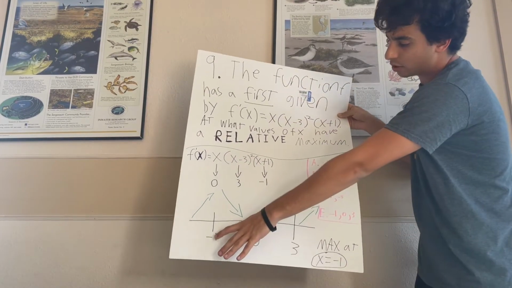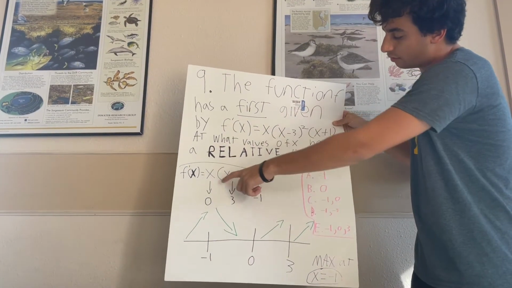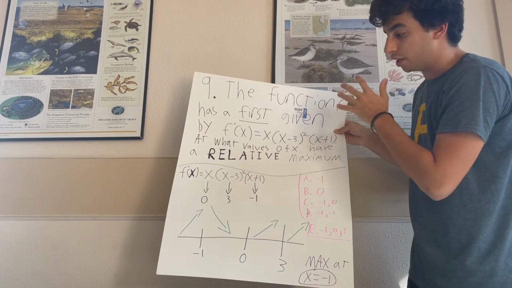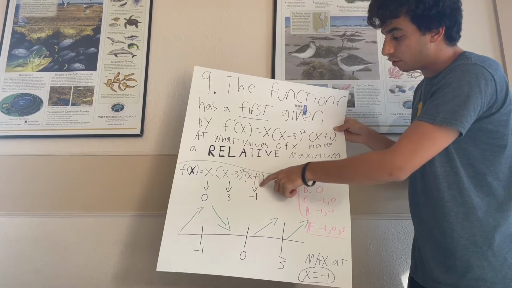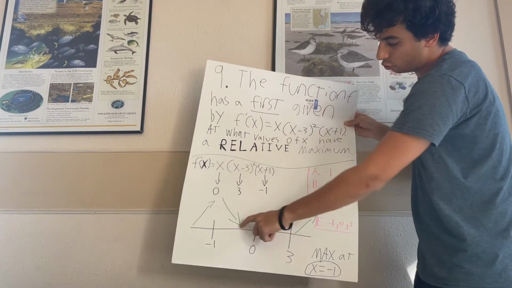So then I test a point between negative 1 and 0. I'll test negative 0.5. Negative 0.5 minus 3 will be negative 3.5, but squared, so it'll be positive. And then if I put in a negative 0.5, it'll still be positive. So I have positive, positive, negative. So my arrow will be negative.